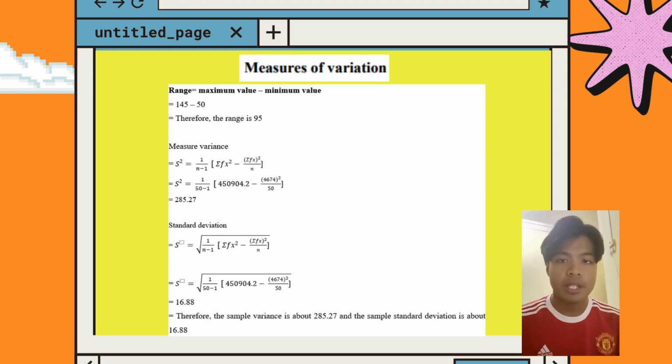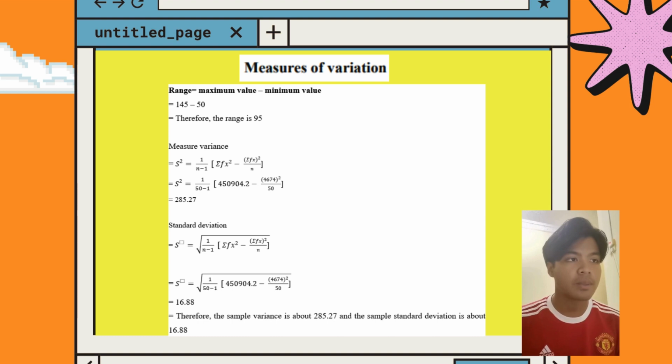We will use the formula as shown on the slide, and we take 1 over 50 minus 1, open bracket, 450,904.2 minus open bracket 4,674 close bracket power 2 over 50 close bracket, and we will get 285.27.